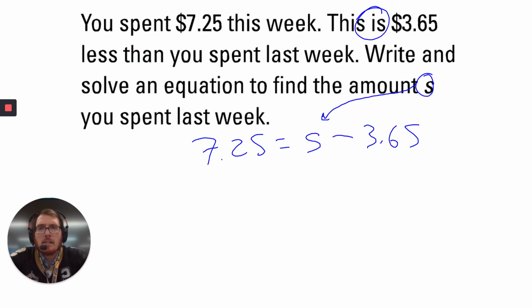Next one, you spent $7.25 this week. This is, and then $3.65 less than what you spent last week. Remember, with less than, you have to be more specific. If it's something less than, the variable has to go first because you start with that and then subtract 3.65 from it. If they tell you a specific variable, like in this case they said use S, then you need to use S. If it doesn't say what variable to use, you get to pick which variable to use.